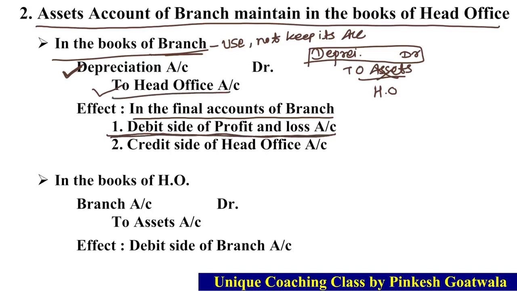And head office account: we know that we also prepare a head office account while preparing the final accounts of the branch. So just give this journal effect in this branch head office account. So head office account here is credit, so we give entry on the credit side of head office, like goods in transit and remittance in transit, the journal effect we used to give in the same way. So here two entries will be: first, depreciation effect is P&L debit, and second, head office credit.